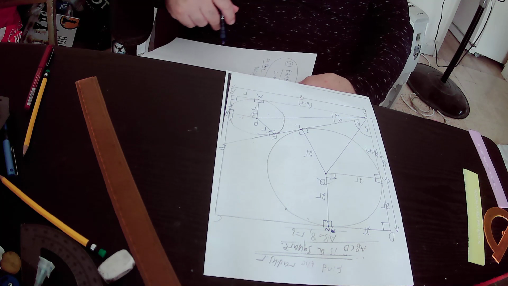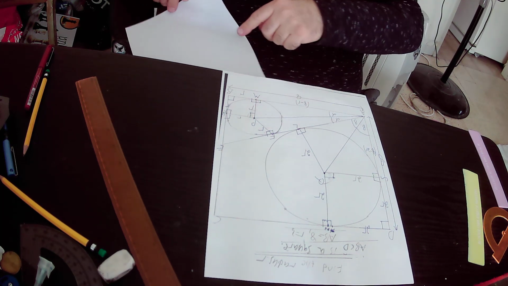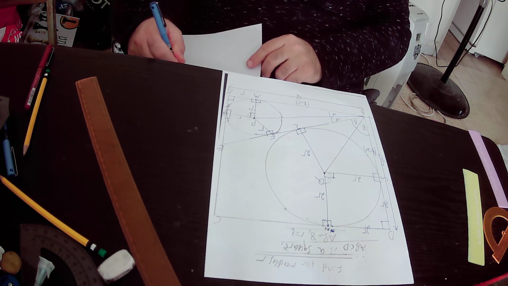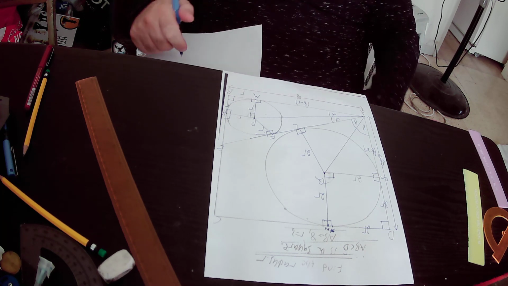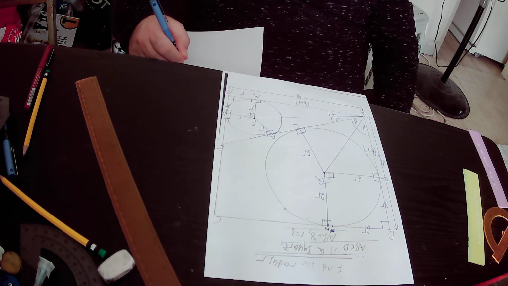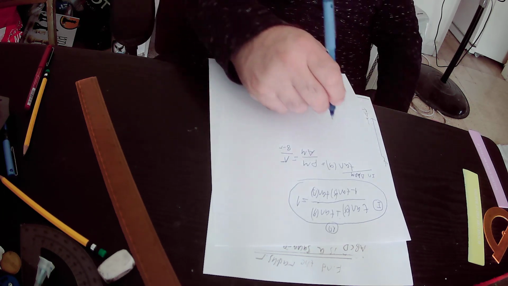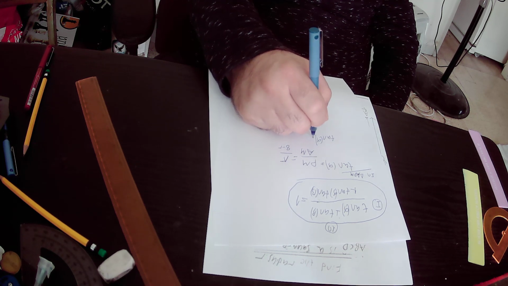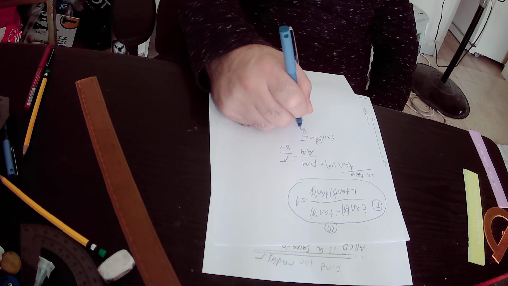But what is the value of PM? The value of PM is R. What is the value of AM? AM equals 8 minus R. So we found out that tangent alpha equals R over 8 minus R.